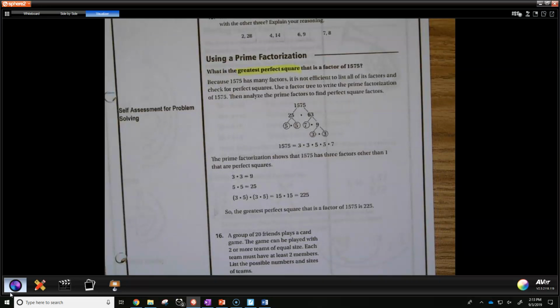Is 2 a perfect square? Is 3 a perfect square? Is 4? 4 is a perfect square because of 2 times 2. Is 6 a perfect square? 8? No, it's 4 plus 4, but not 4 times 4.